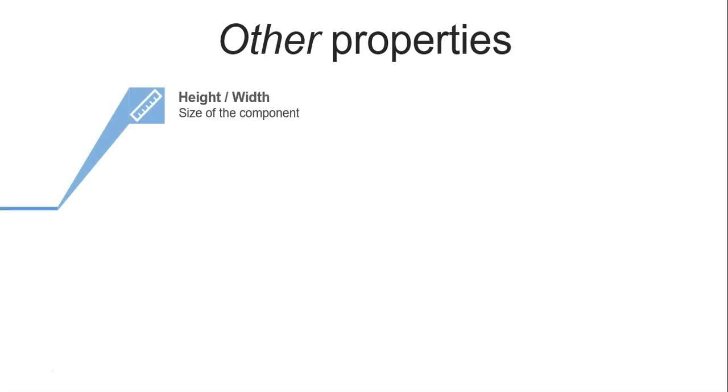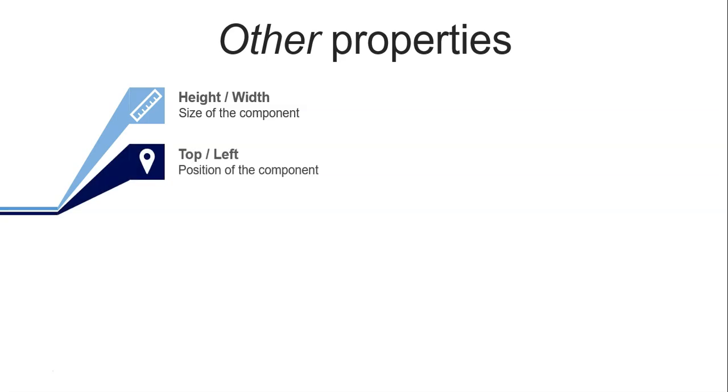Now, there are other properties that these components all have. A lot of components have the following properties in common, so let's talk about them. The first property we're going to talk about is the width or the height. That determines the size of the component. Obviously, those are numbers, so you can change how wide it is or how high the component is.